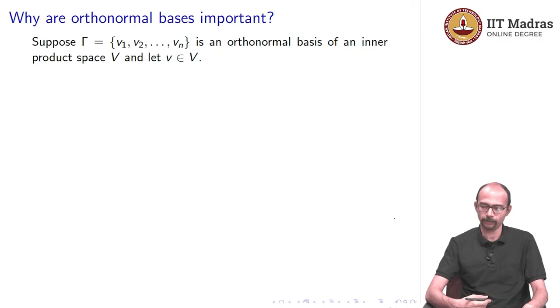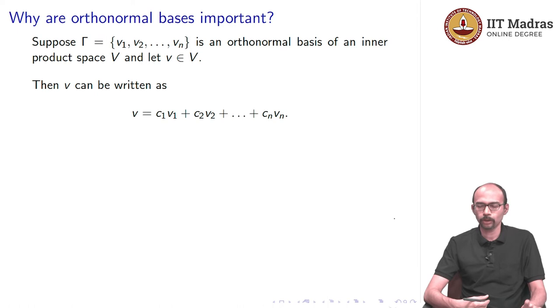So why are orthonormal bases important? This is sort of the punchline of what we are doing. Suppose gamma is v1, v2, ..., vn, and this is an orthonormal basis of an inner product space V, and suppose you have a vector v inside V. Well, we already know, because it is a basis, that you can write v as c1 v1 plus c2 v2 plus ... plus cn vn. Why is that? Because a basis is in particular a spanning set, which means every vector is a linear combination of the basis vectors, and in fact for a basis it is a unique linear combination. So there are unique c1, c2, ..., cn such that v = c1 v1 + c2 v2 + ... + cn vn. This is a general statement for any basis.